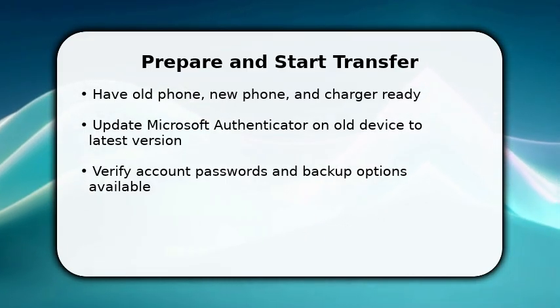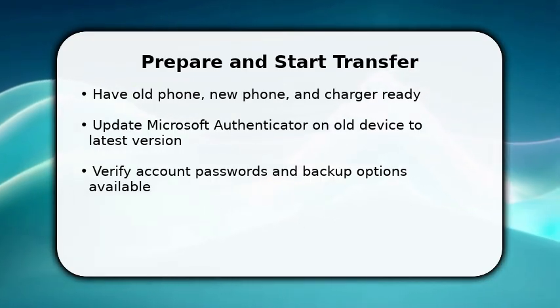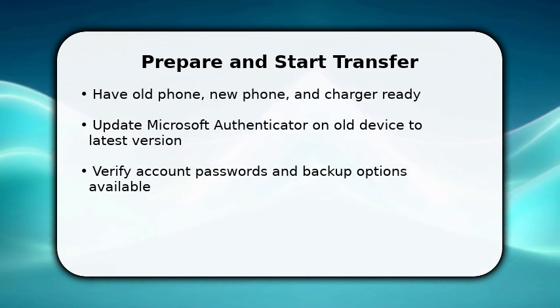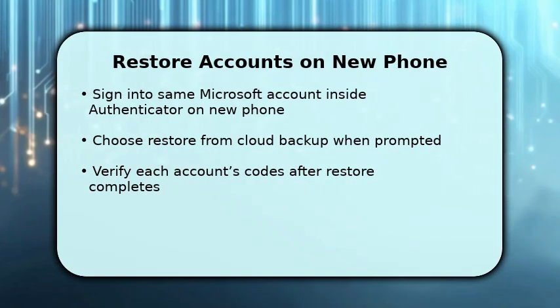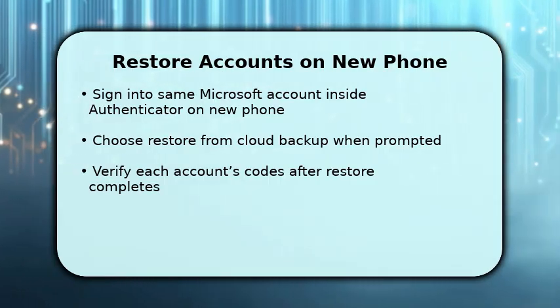Make sure both phones have Wi-Fi and sufficient battery, then install Microsoft Authenticator on the new phone so you're prepared to restore from backup. On the new phone, launch Microsoft Authenticator and sign in with the same Microsoft account used for backup. When prompted, choose the Cloud Backup Restore. The app will download your saved account entries.